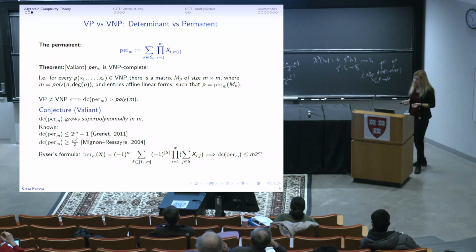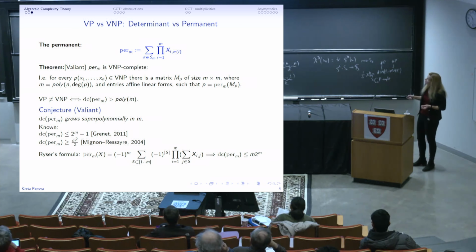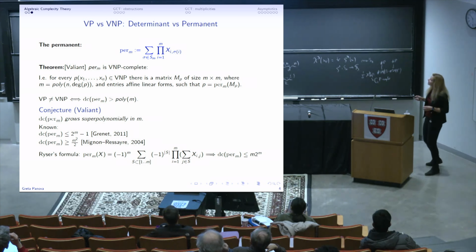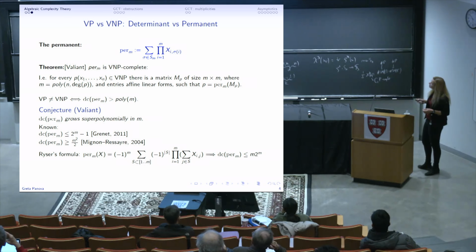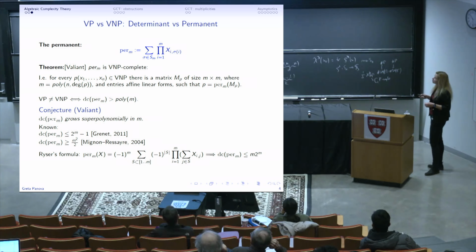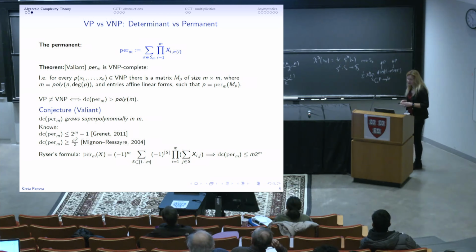And the determinantal complexity of the permanent is actually less than or equal to 2 to the m minus 1. In fact, there is this very nice Ryser's formula, which is very explicit, and you can try to see why this is true. It's an inclusion-exclusion type of exercise, which shows that the determinantal complexity of the permanent is at most m to the n times 2 to the n. So the 2 to the m comes from counting, going over all these sets.